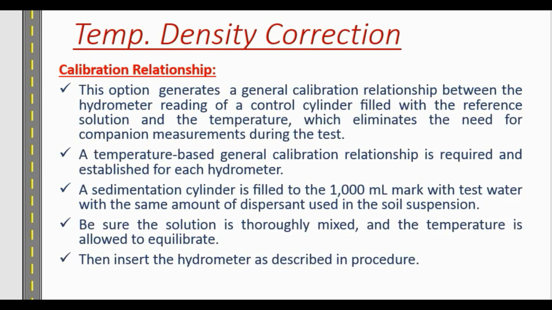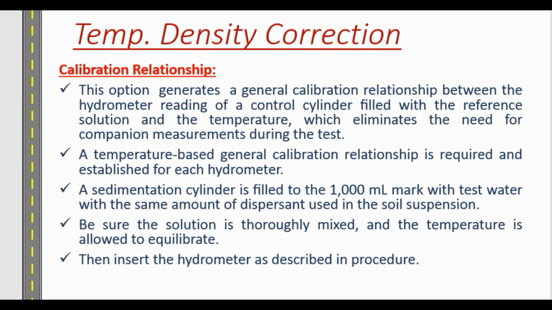Second is our calibration relationship. This operation generates a general calibration relationship between the hydrometer reading of a control cylinder filled with the reference solution and the temperature, which eliminates the need for the companion measurement during the test. Normally this relationship has an extra edge on the companion measurement. A temperature based general calibration relationship is required and established for each hydrometer.